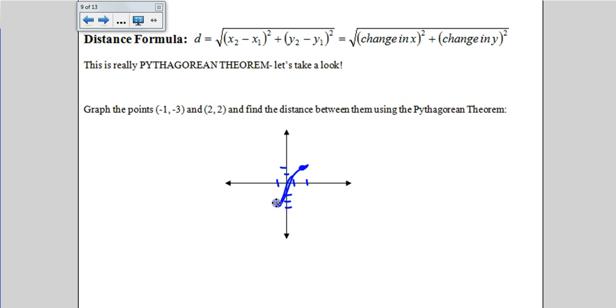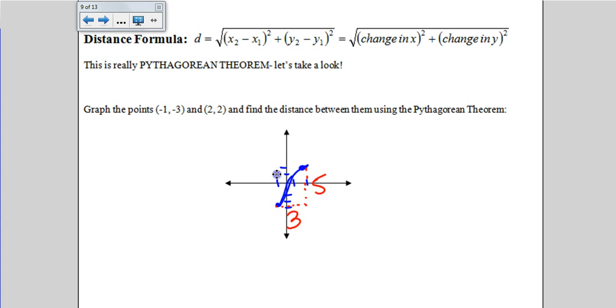Well, what your friend Pythagoras would do is he would draw a little triangle in. And it was a right triangle. I know mine doesn't look like one. But he would say that the horizontal distance between these two guys went from -1 to 2, so that was 3 units. And then the vertical distance went from -3 up to 2, so that's 5 units.